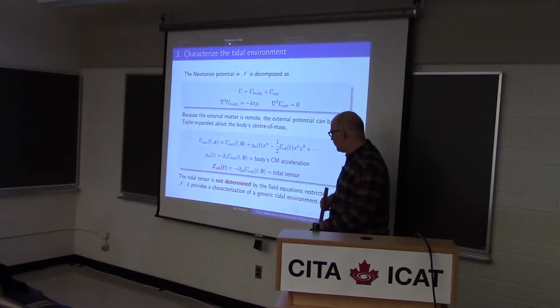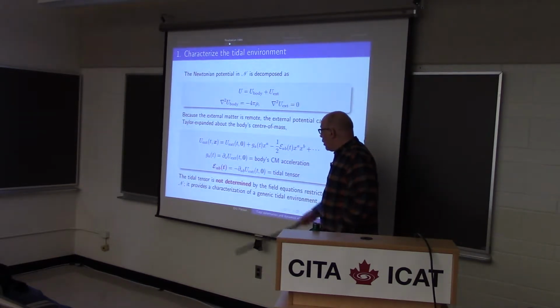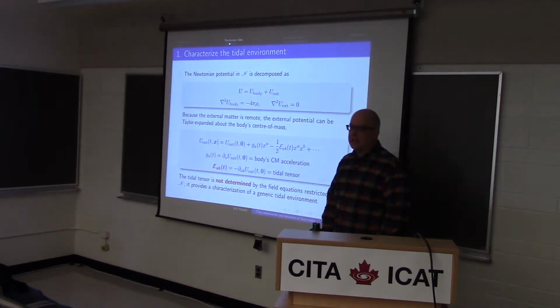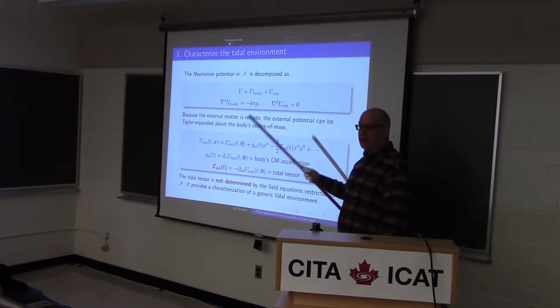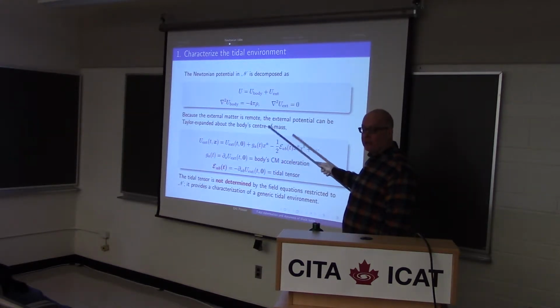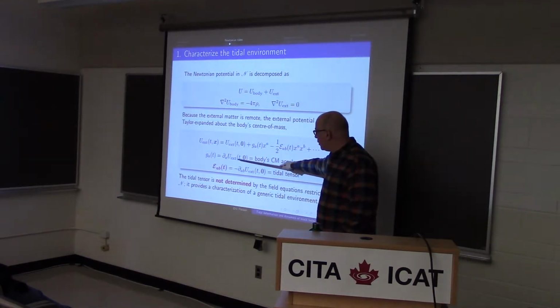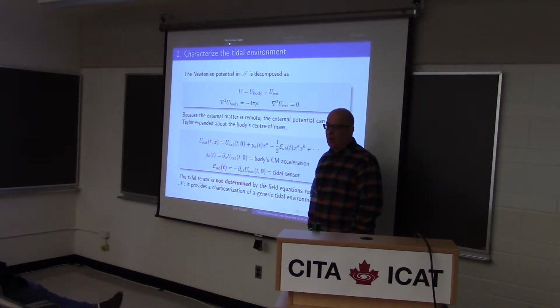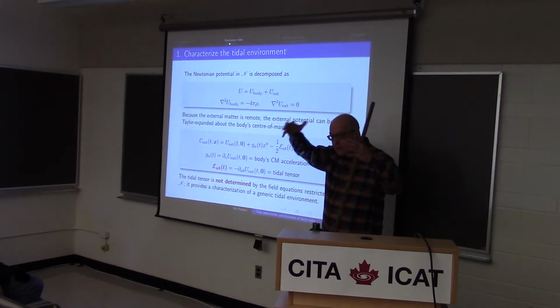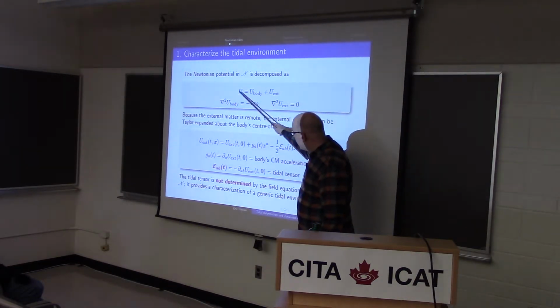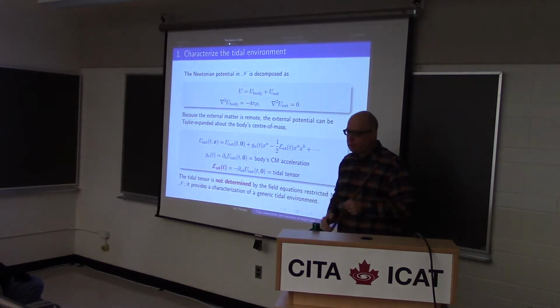5 independent components. One thing to note here is that the tidal tensor is not determined by the field equations limited to my domain n. In order to specify what that is, which I'll do in the 4th step of the construction, I have to go outside the domain and really specify what is producing this in the first place.